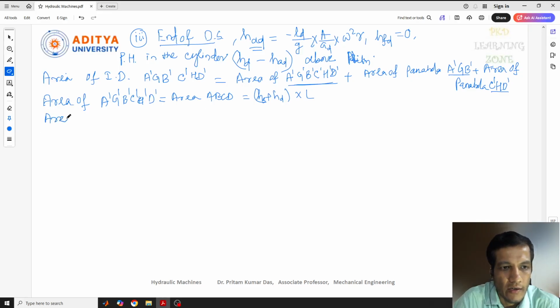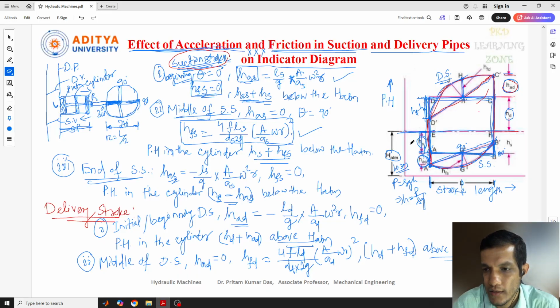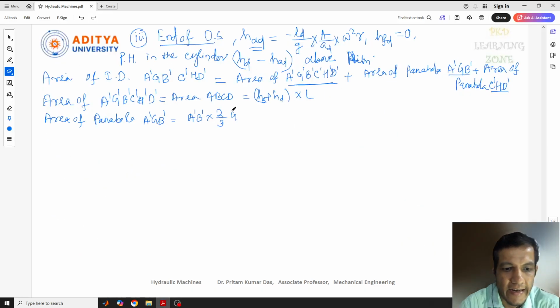So next, the area of the first parabola. Parabola of which one? A dash G B dash. So for the area of the parabola A dash G B dash, here also we can write base into height. So here you can write A dash B dash into 2 by 3, what is the value there? Yes, this is G dash into this one. Let me write here A dash B dash into G dash into I.